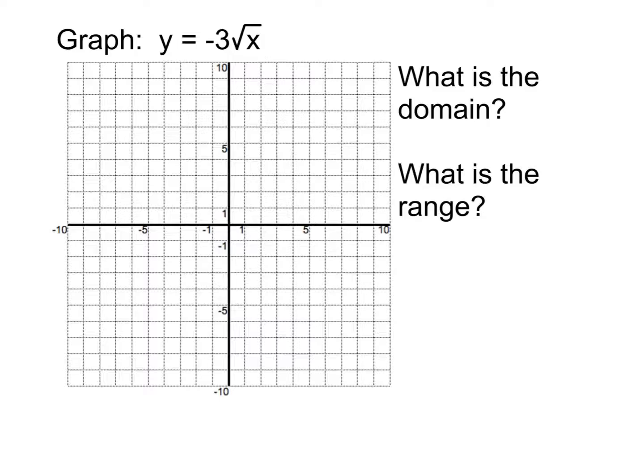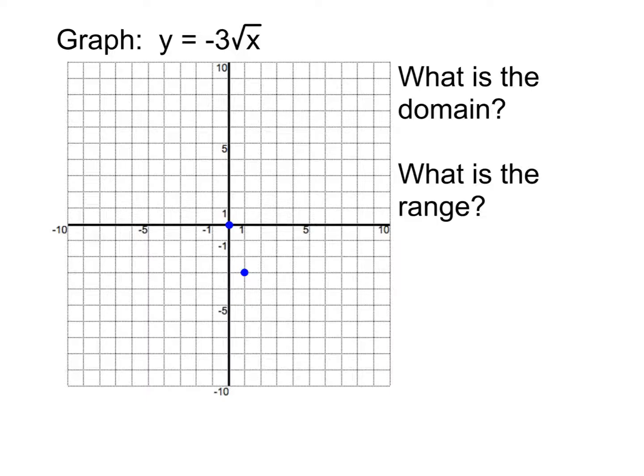All right, so to graph this one, we got two different transformations. We got a reflection and we got a stretch. Notice neither of those are shifts. So your first point is still going to be at 0, 0. From there, instead of going over 1, up 1, we're going to go over 1 still. But instead of going up 1, you're going to go down 3. So our first point's going to be over 1, down 3.